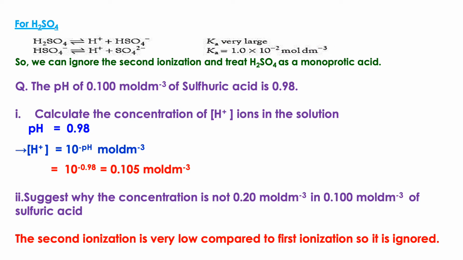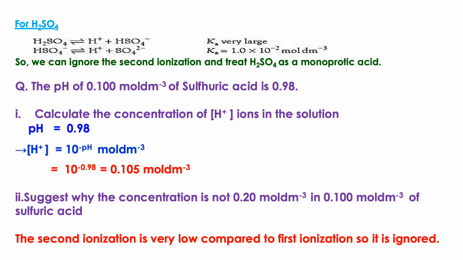Let us consider sulfuric acid. Sulfuric acid has two protons. It dissociates in two steps. In the first step, sulfuric acid dissociates to form H+ ions and HSO4- ions. In the second step, HSO4- dissociates to form H+ and SO4 2- ions.